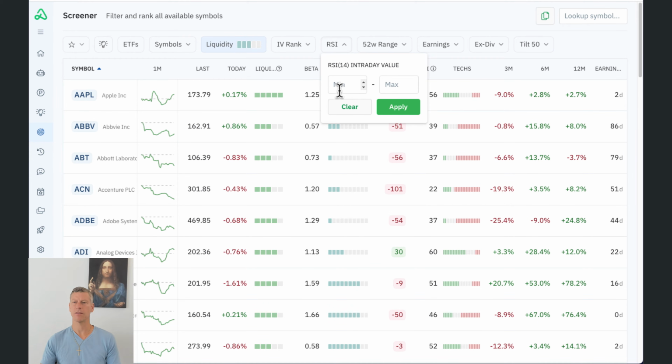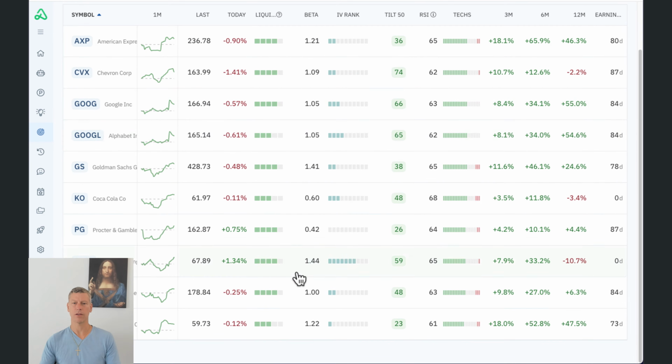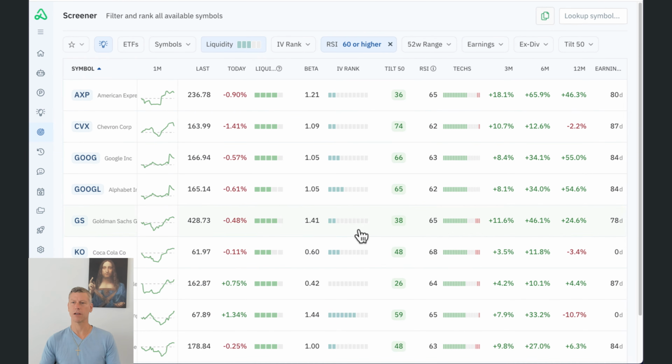I'm going to go ahead and set my RSI value to 60 or higher. And then I'm also going to only include symbols that are in trade ideas. That's this little light bulb here. And you can see here, I have a little list of tickers whose RSI is a little bit elevated, that have good liquidity and are also included in trade ideas. And then I'm going to hit this copy button over here. And there's 10 total symbols.